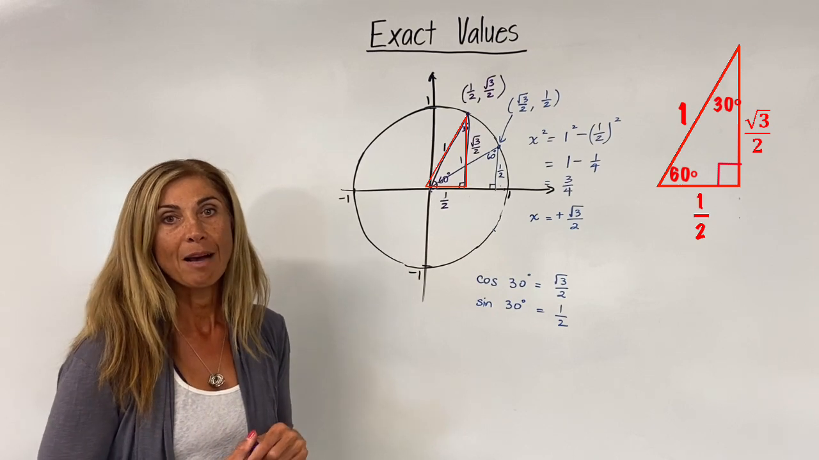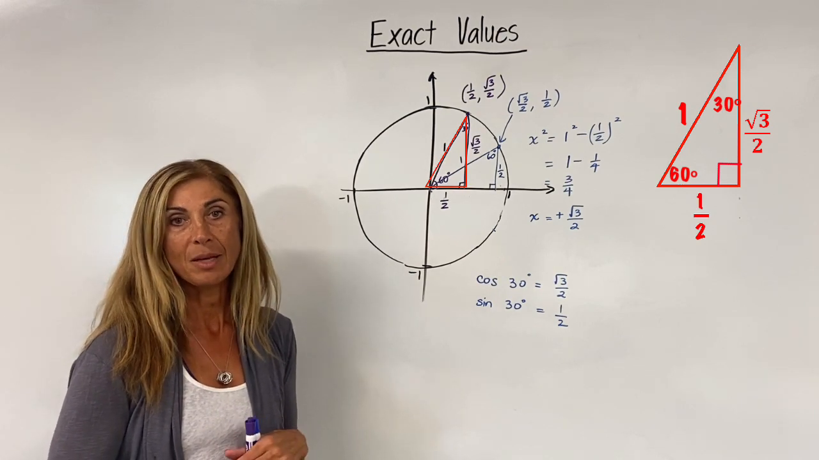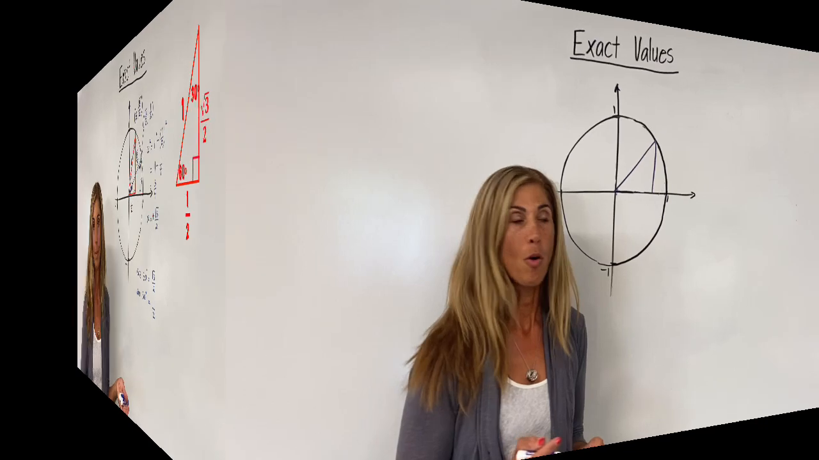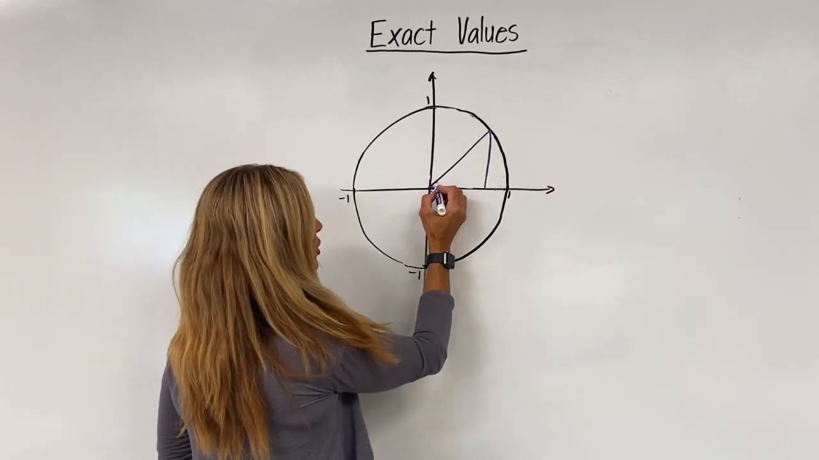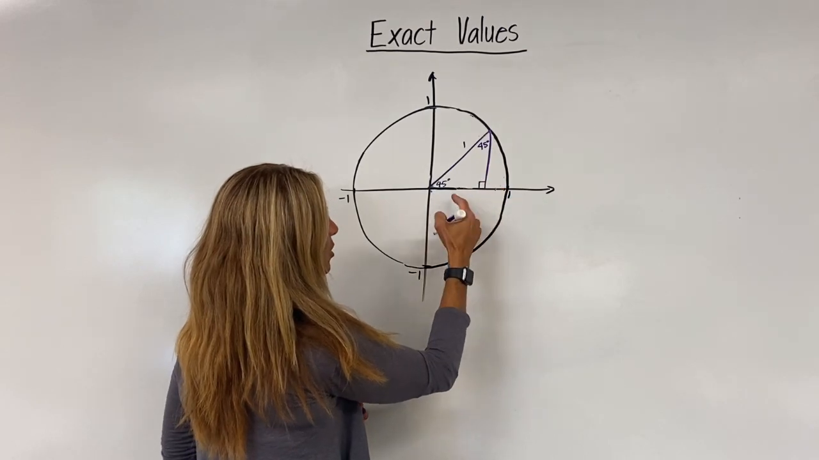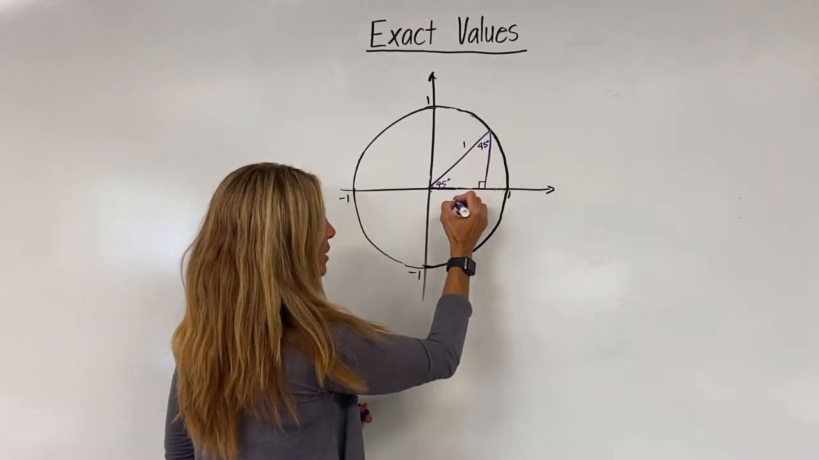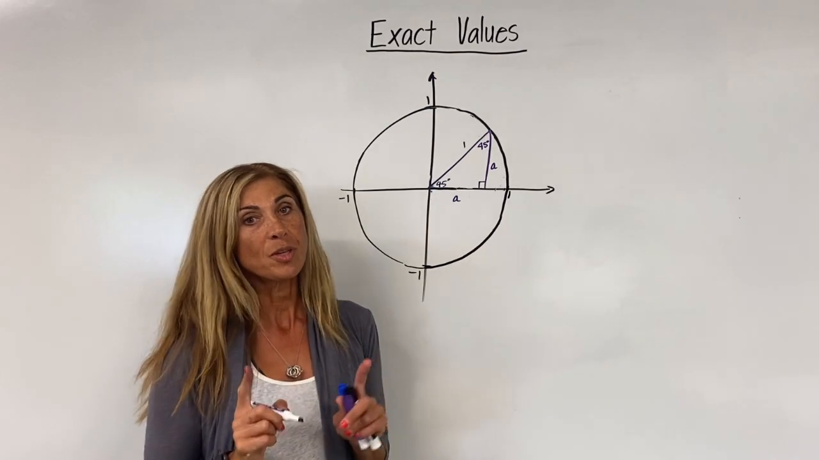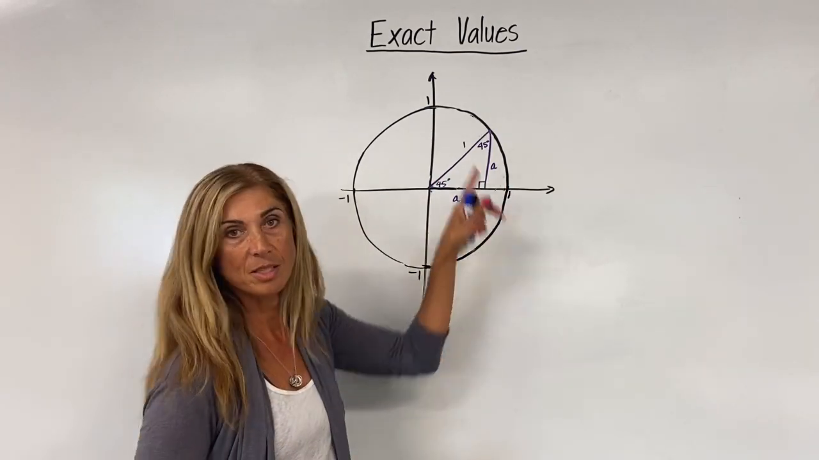Now we will look at our 45 degree triangle, in other words, our isosceles triangle. For our 45 degree triangle, we still have a radius of 1. However, we don't know what this horizontal or the vertical measurement is, so we're just going to call them A. We do know that they're equal since this is an isosceles triangle.